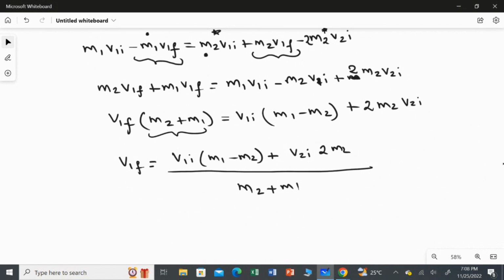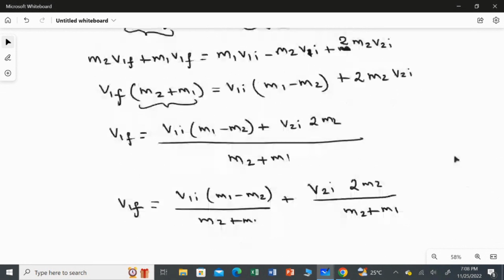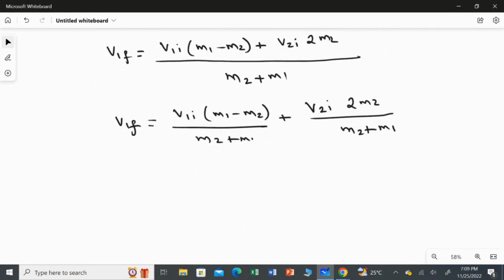Now we are going to divide this into two parts. By that what will happen? V1 final is equal to V1 initial times M1 minus M2 divided by M2 plus M1, plus V2 initial times 2 times M2 divided by M2 plus M1. So this is the final equation for finding the final speed of the first mass, right? So this is the answer.